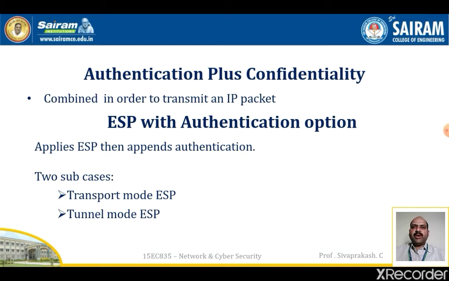Whereas in tunnel mode ESP, authentication applies to the entire IP packet delivered to the outer IP destination address, for example a router or a firewall, and authentication is performed at that destination. The entire inner packet is protected by the privacy mechanism for delivery to the inner IP destination. For both cases, authentication applies to the ciphertext rather than the plaintext.